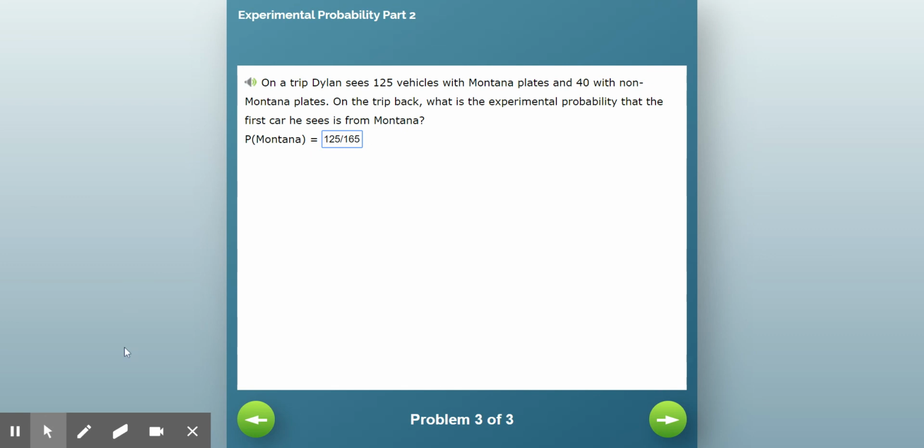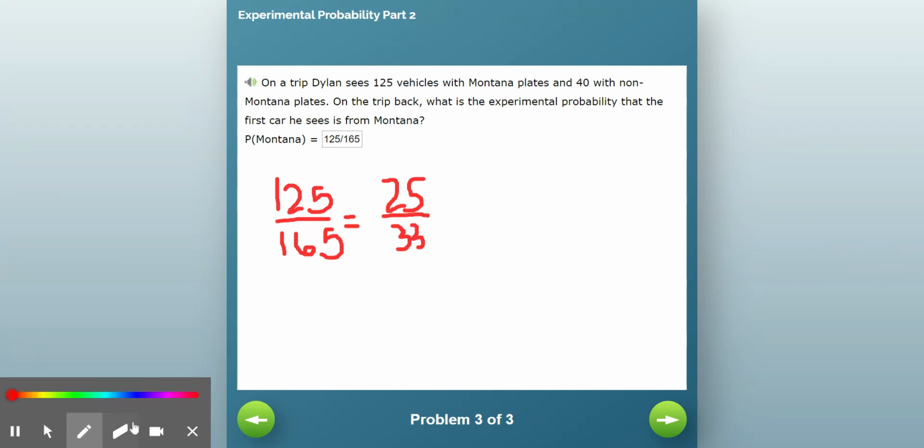Now, I know that that is not in simplest form. How do I know that so quickly? Well, because they both end in 5. So if they both end in 5, it is able to be simplified by 5. So I'm going to divide both of these numbers by 5. 125 divided by 5 is 25. And 165 divided by 5 is 33. So I am going to simplify this problem to 25 over 33. That is experimental probability.